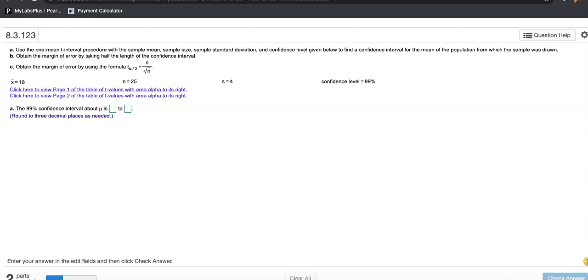All right, let's go over this one. This is from, doesn't say it, 8.3 homework probably. Use the one mean t-interval procedure with the sample mean, sample size, and sample standard deviation and confidence level given to find the confidence interval for the mean of the population from which the sample was drawn. So A, let's find the confidence interval of what? 99% confidence interval given x bar is 18, n is 25, and s is 4.